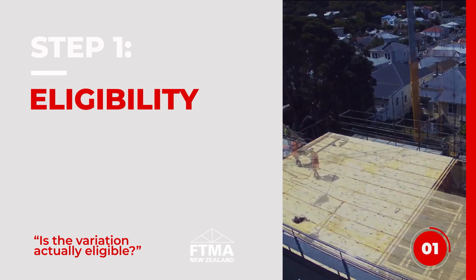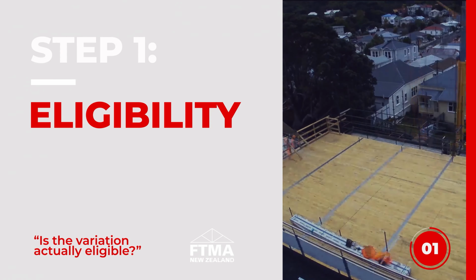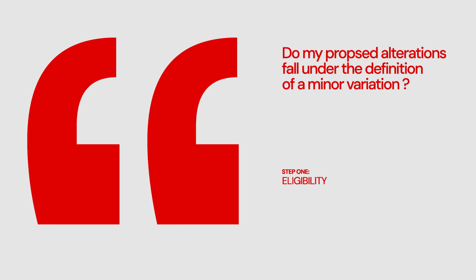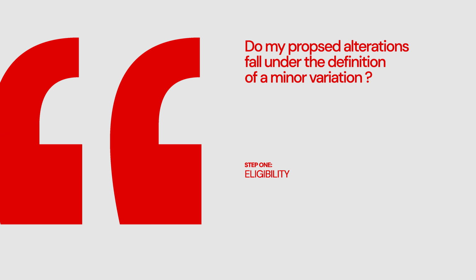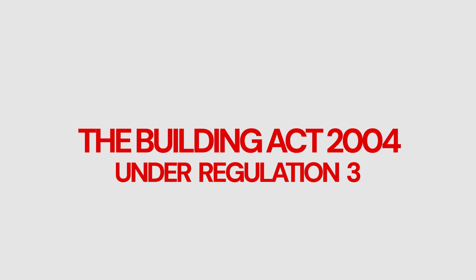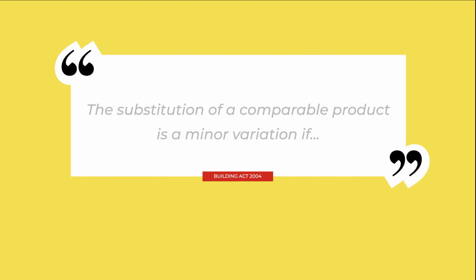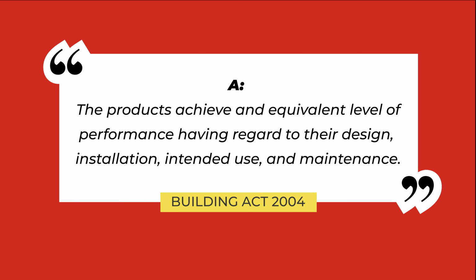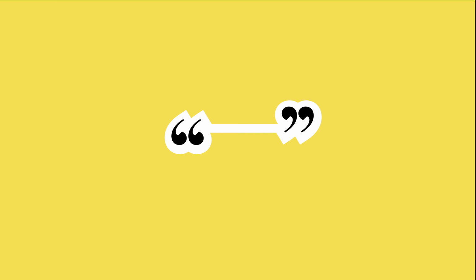Eligibility. Before making any changes, your first task is to determine whether your proposed alterations fall under the definition of a minor variation. Now let's take a look at the Building Act 2004 under Regulation 3 and what it states as a minor variation. The substitution of a comparable product is a minor variation if A. The products achieve an equivalent level of performance, having regard to their design, installation, intended use, and maintenance.